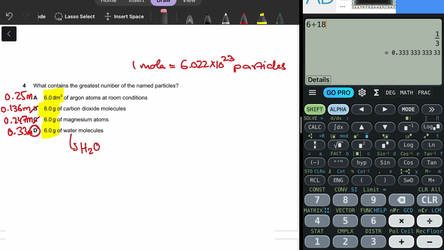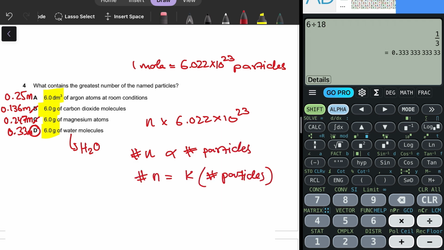Now, the reason why I didn't go and calculate the number of particles, I could have, if I wanted to, by simply multiplying n, the number of moles, by 6.022 times 10 to the power 23. But I don't have to do this for this question because the number of moles is equivalent to the number of particles. So you don't actually have to go through the extra effort of doing so.